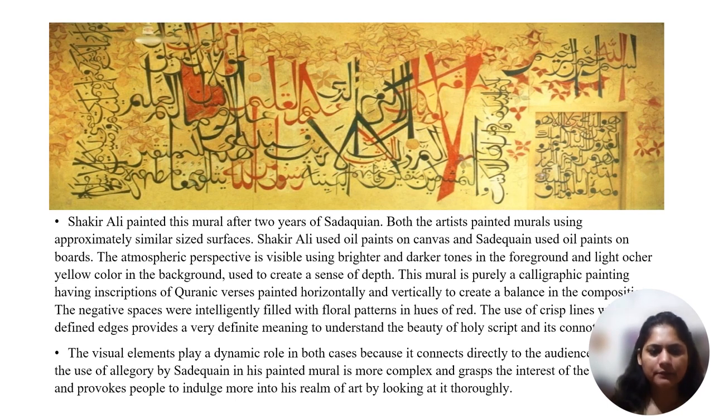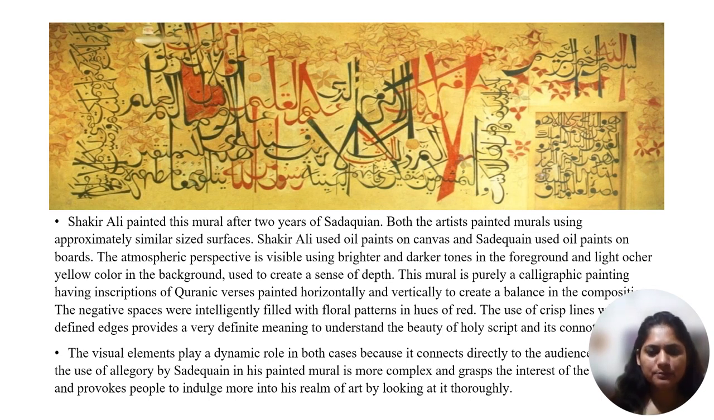The atmospheric perspective is visible using brighter and darker tones in the foreground and lighter ochre tone in the background, and it gives a sense of depth to the painting as well. The mural is purely a calligraphic painting, having inscriptions of Quranic verses painted horizontally and vertically to create a balance in the composition. The negative spaces are intelligently filled with floral patterns or in hues of red.